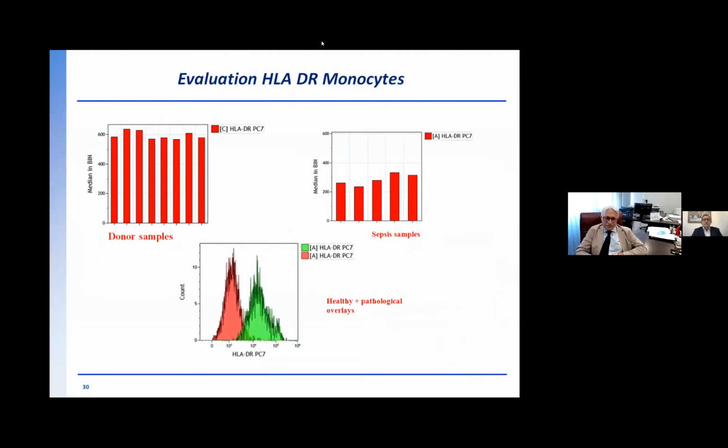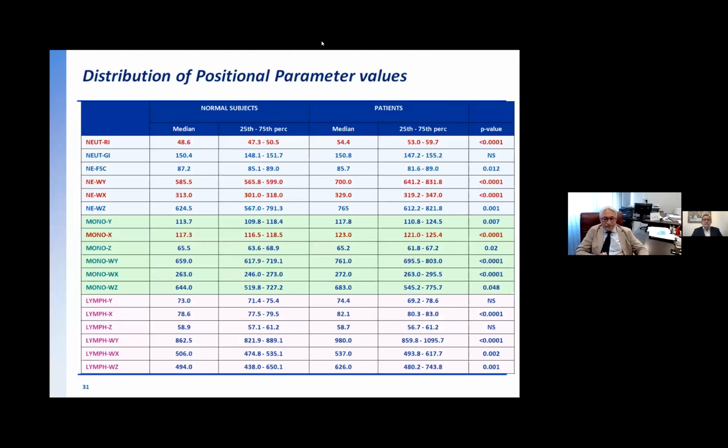This is the evaluation of sepsis patients concerning HLA-DR on monocytes, with a reduction in patients of the expression of HLA-DR. And this is the table of data of positional parameters. You can see the red parameters that have been highlighted.